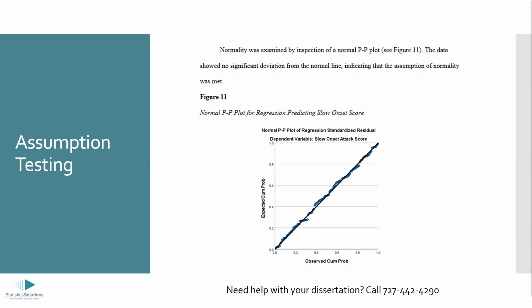So here's some examples of what the assumptions testing might look like. So in this case, we are testing normality using a normal PP plot. And so we just have some narrative here to say how we're testing normality. So we're testing it by looking at this normal PP plot. And we make an interpretation of that plot saying that the data did not significantly deviate from the normal line. And we state that the assumption of normality was met.